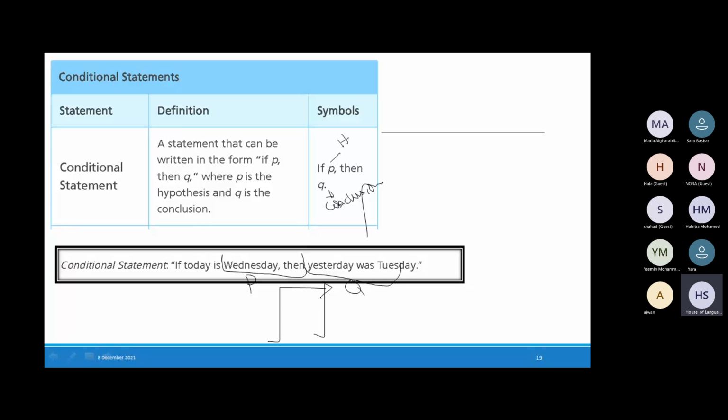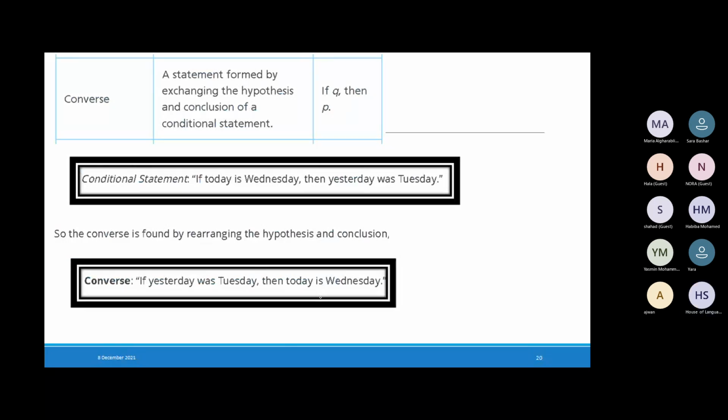Now, let's talk about the converse. What do I mean by the converse? If this is P, this is Q. If P happens, Q will happen. For the converse, you will change the order: if Q happens, P will happen. It's still correct. So what do you have to do? You exchange the order of them. You will put the hypothesis at the last and the conclusion at the beginning.